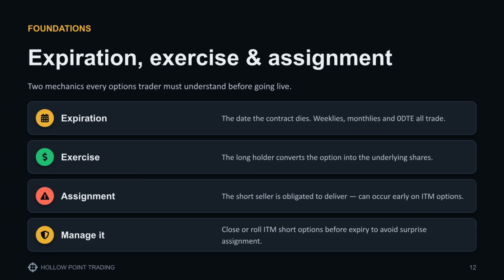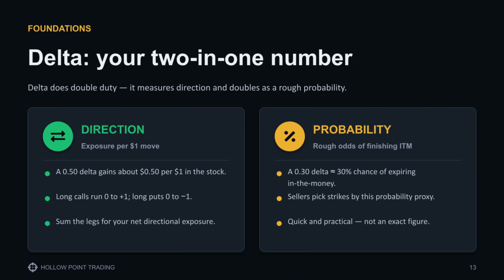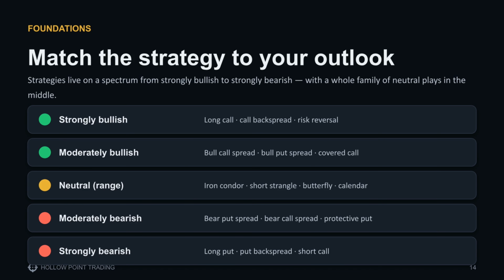Understanding expiration, exercise, and assignment is essential for risk management. Know when your contracts expire, understand how exercise works for long holders, and be prepared for potential early assignment if you are short in the money options. Delta is a powerful 2-in-1 number. It tells you your directional exposure, how much your position moves per dollar change in the stock, and acts as a rough proxy for the probability of an option finishing in the money. Finally, match your strategy to your market outlook. Whether you are strongly bullish, moderately bullish, neutral, or bearish, there is a specific family of strategies available to align your portfolio with your expectations.